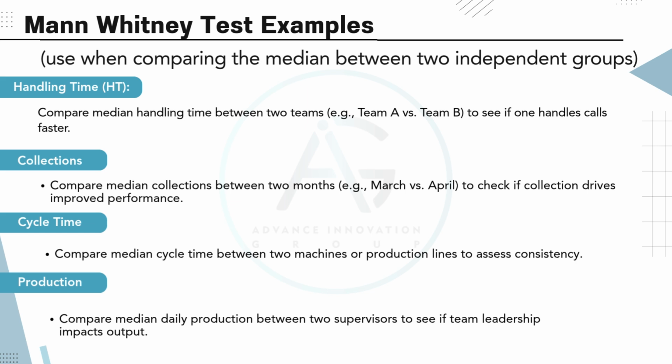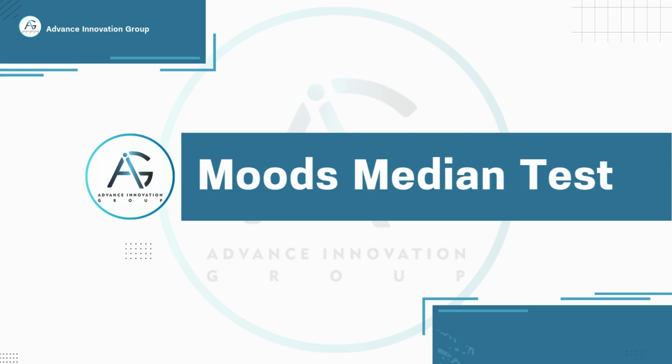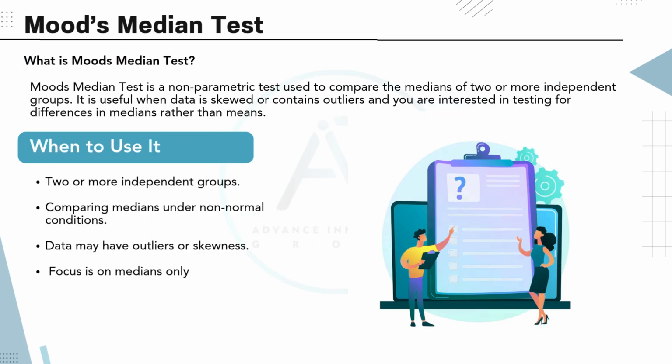of parametric tests. Mood's median test. This slide introduces Mood's median test, a non-parametric test used to compare the medians of two or more independent groups. Unlike parametric tests that assume a normal distribution, Mood's median test is ideal for data that may be non-normal, skewed, or contain outliers. Let's highlight when you would use this test.